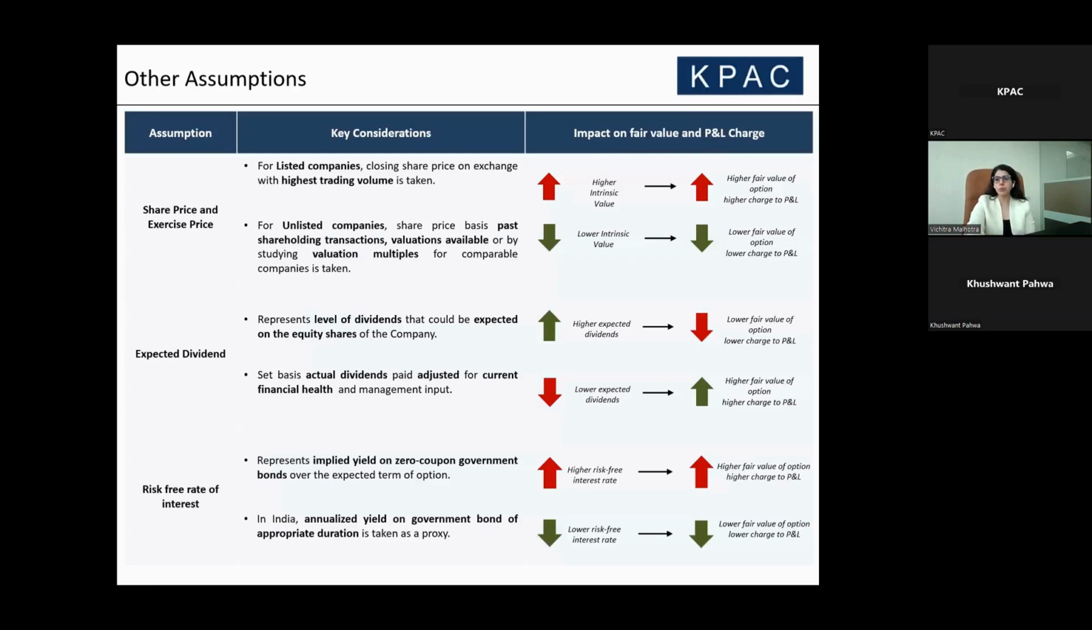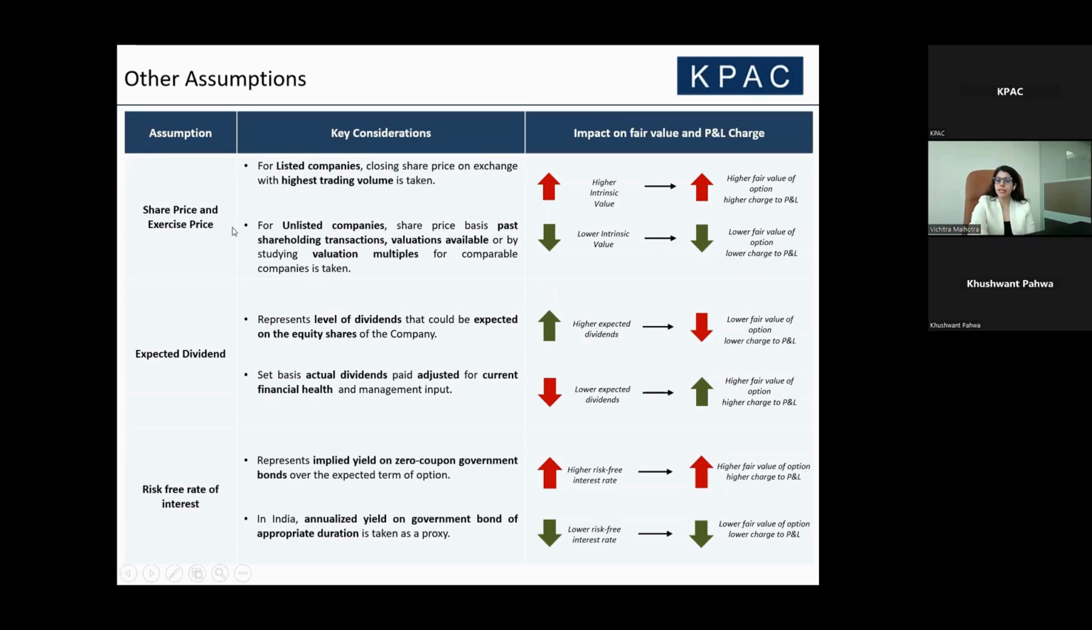Having covered two material assumptions that we spoke about, volatility and expected term of option, we will also look at how some of the other assumptions work, how they are required to be set, and what is their impact on the fair value and P&L charge. Share price and exercise price are typically looked at together because the difference between the share price on the date of grant and the exercise price reflects the discount that is being given to the employee, or as we call it, the intrinsic value.